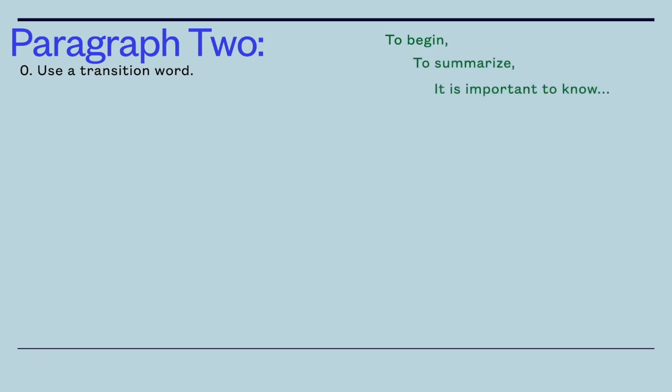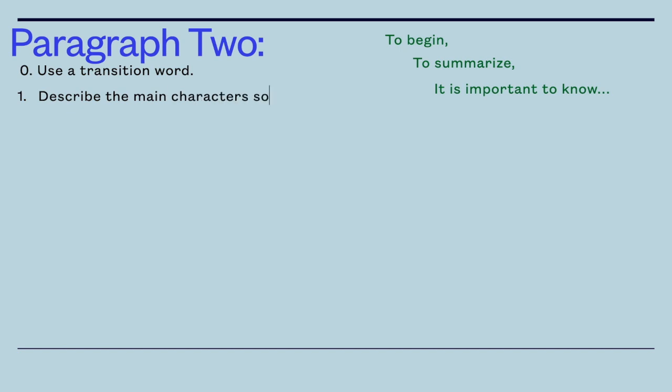Here comes paragraph 2. Before you start paragraph 2, you need to use a transition word. Remember, paragraph 2 is going to start on a new line and be indented. So the first few words of your second paragraph can sound like this: to begin, to summarize, it's important to know. And once you have that transition phrase or transition word, you're ready to start.